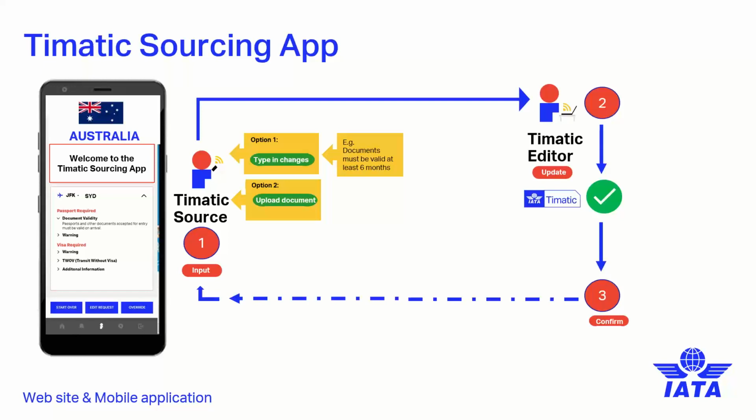Step two shows the Timatic editing team performing the actual update into the system, and then step three, which we think would be an optional step, is for the editing team to confirm back to you that the Timatic database has been updated accordingly.